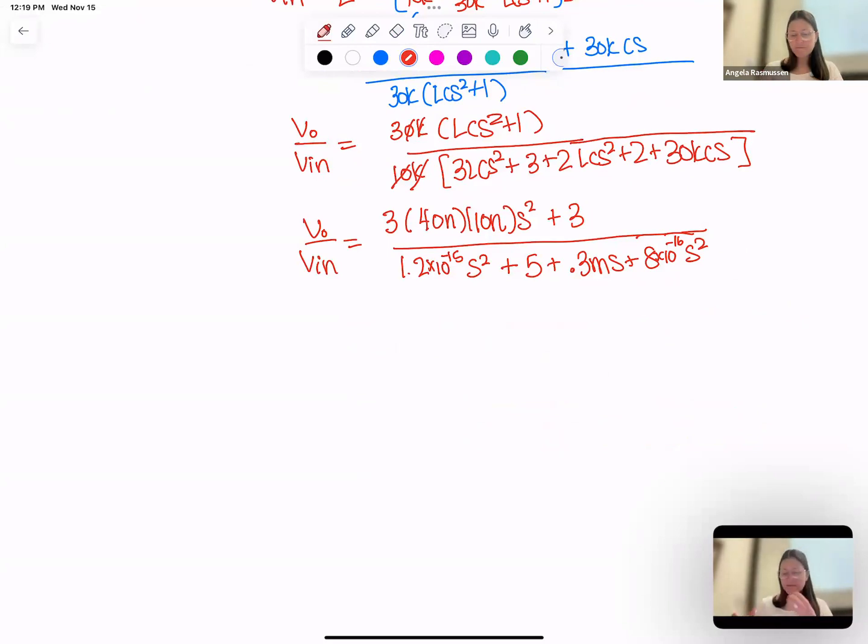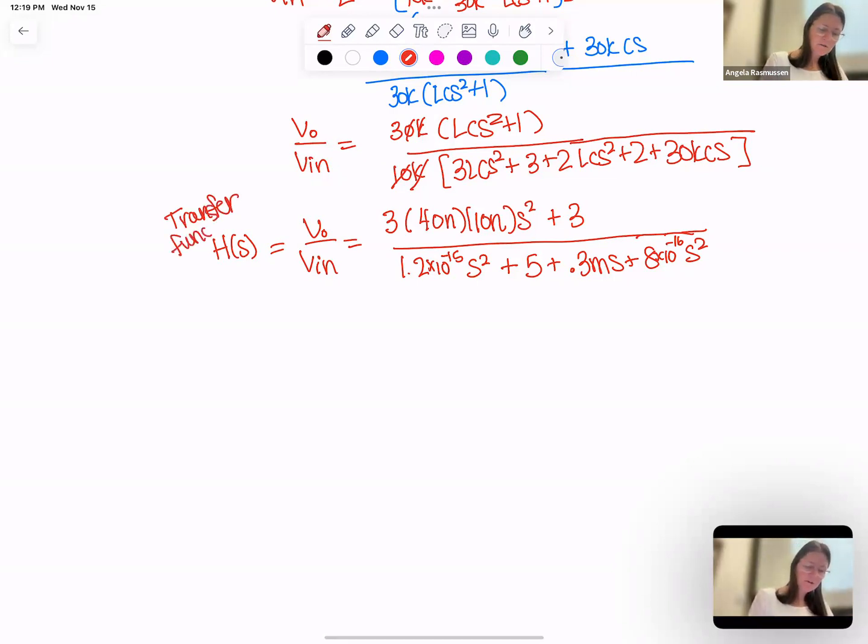I have this expression. And this is called my transfer function. This is H of S. It is for any input. And now I can change this to give me a graph like the other ones.